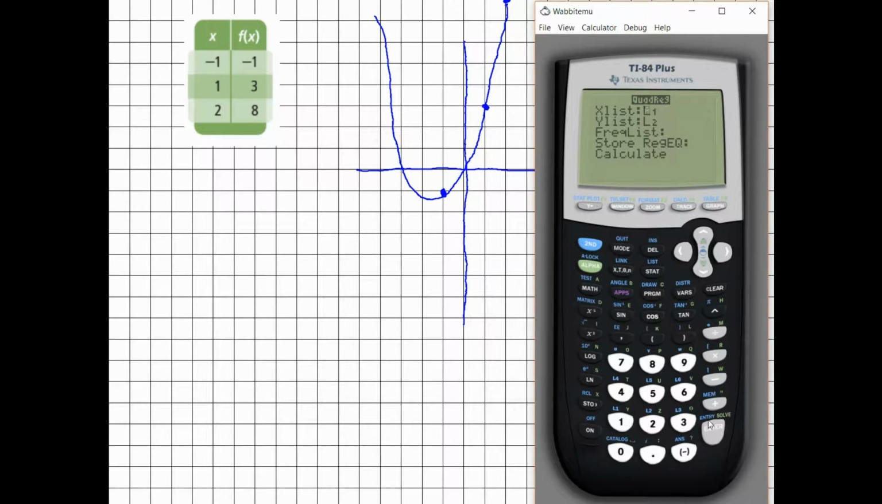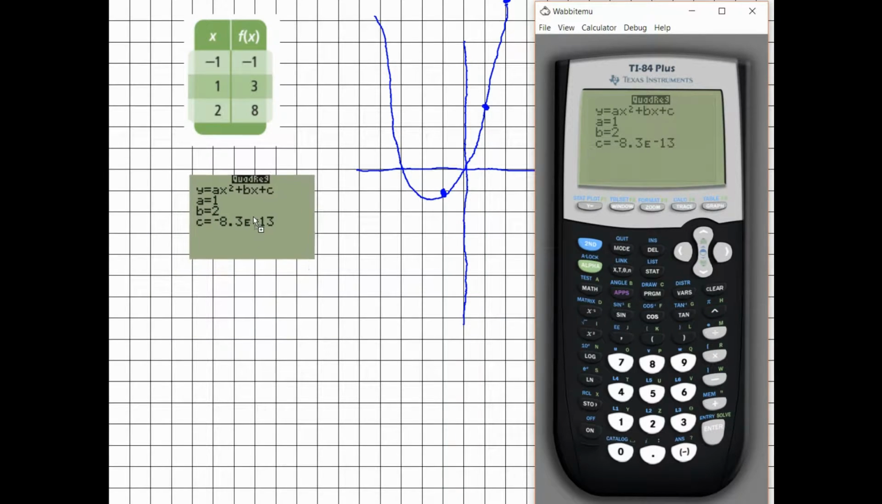And so I have the new model. So when it comes up, you're going to usually want to hit second L1 and second L2, and that'll be good enough. We're not going to do anything with the frequency list, or we're not really even going to store the regression equation. If we need to, we can write it down. But we're just going to hit calculate down here at the bottom, hit enter, and it figures it out for us.